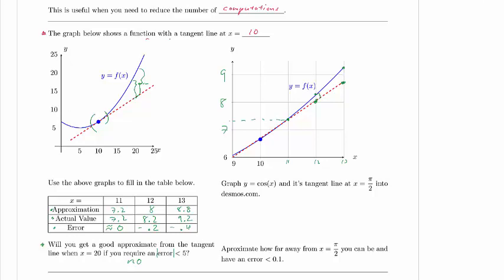Okay, so for the next part, we're going to switch over to Desmos. And we're going to be looking at the graph of y equals cosine x. And we're going to be looking at values near pi over 2. And specifically, we want to know how far away from x equals pi over 2 can we go and still have an error that's less than 0.1.